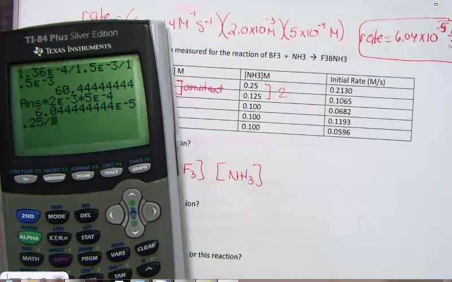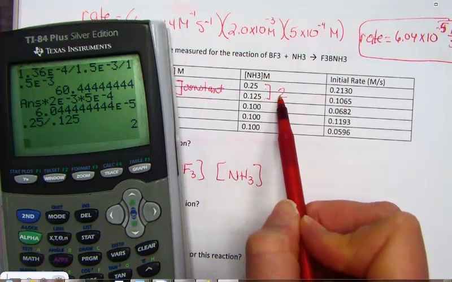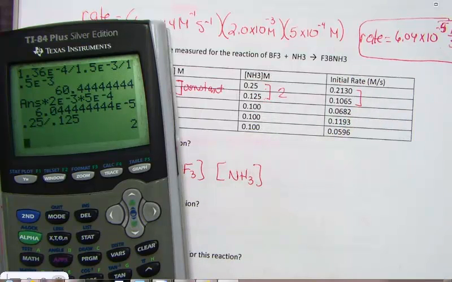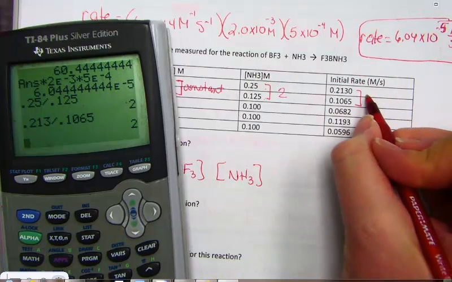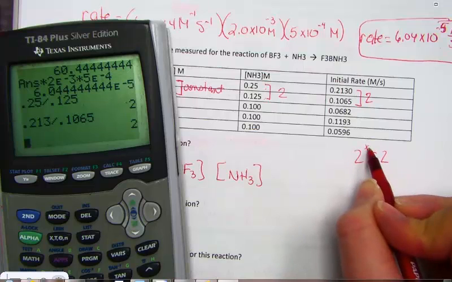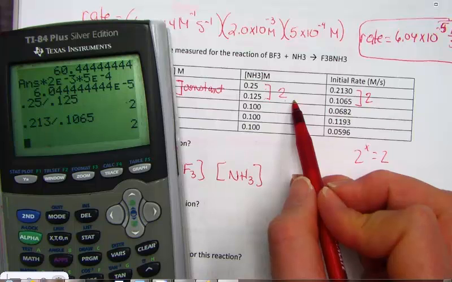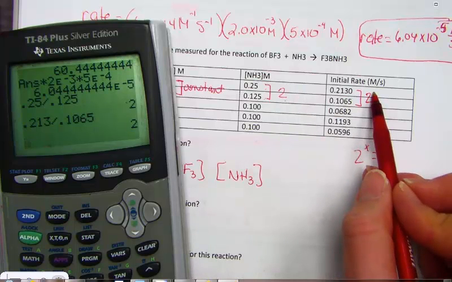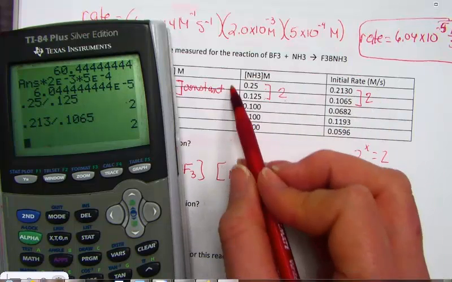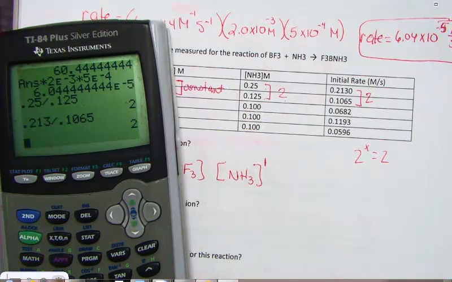So I can just show what I'm meaning. 0.25 divided by 0.125. Line 1 divided by line 2 gives me a factor of 2. Same here. 0.213 divided by 0.1065 gives me the same value. 2 raised to what power gives you 2? Well, of course, that's first order overall. So doubling the concentration from 2 to 1 doubled the rate from trial 2 to 1, while the first ingredient was held constant. We now have figured out ammonia is first order overall.